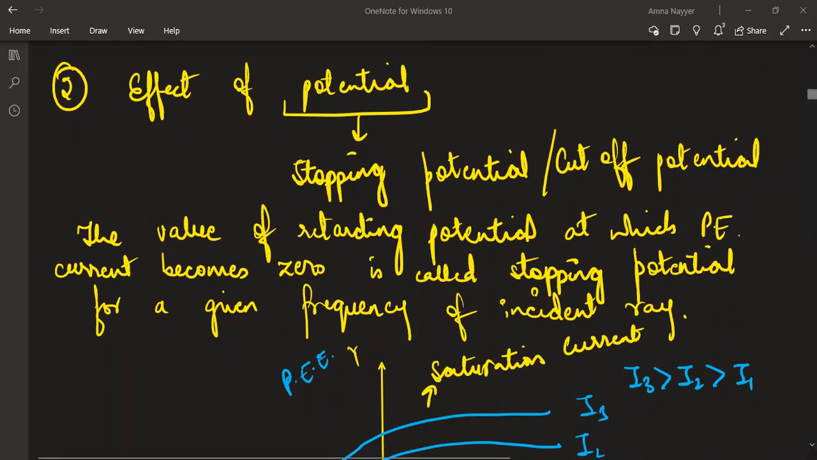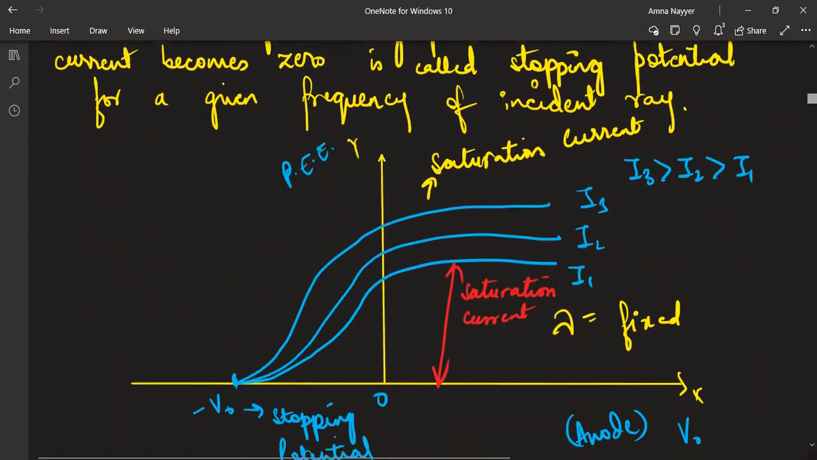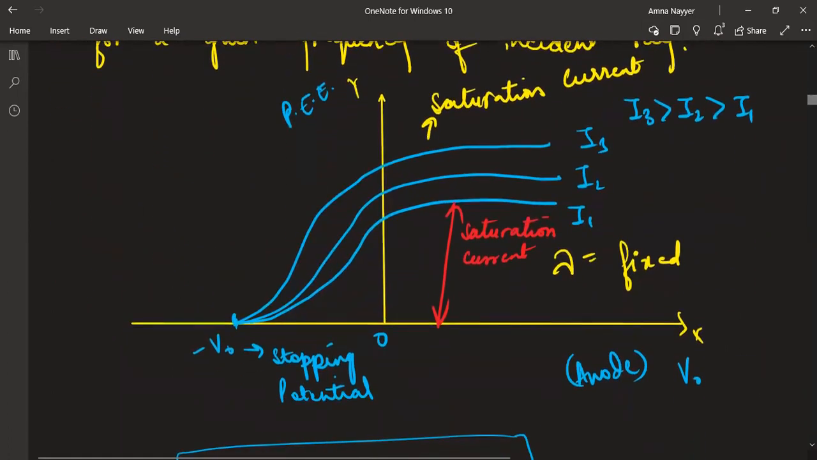Now the graph part is important. See, when you plot the photoelectric current versus potential graph, stopping potential is there. Stopping potential is the negative potential. Class, try to learn these graphs as they are, because in your exam the graphs come as they are.